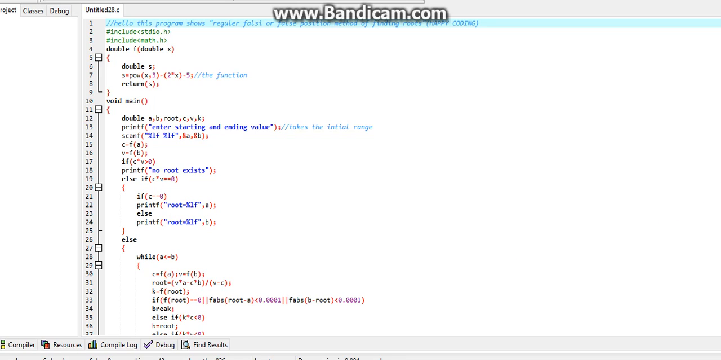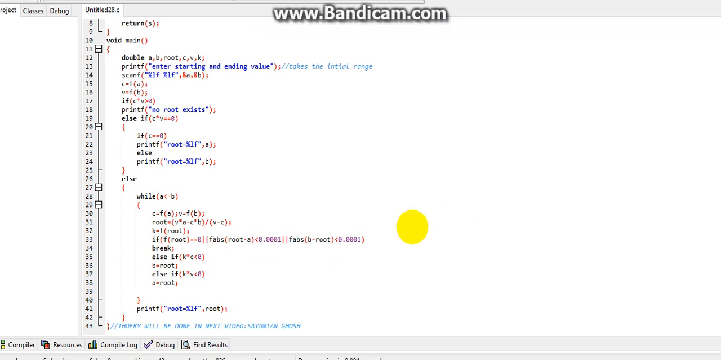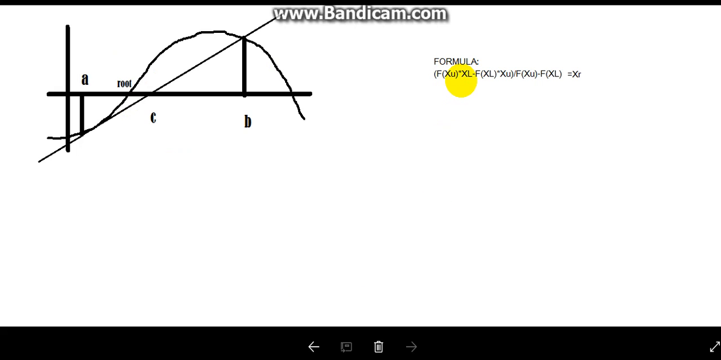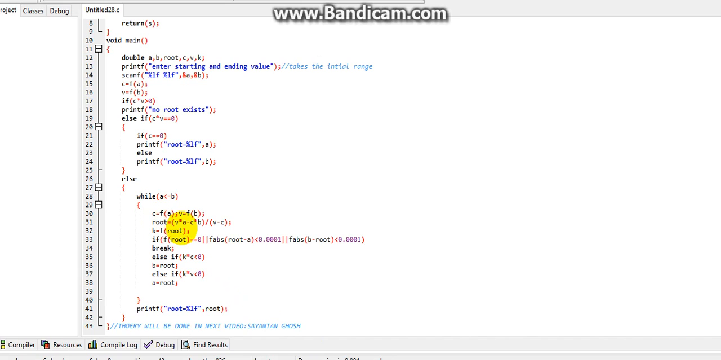Now the condition comes when c times v is less than 0. So we first find this value. Now this is the approximate root, the same formula that is used. See the functional value here: functional value of the upper limit into the lower limit, minus functional value of the lower limit into the upper limit, divided by the difference in the functional values. So this is the approximate root.